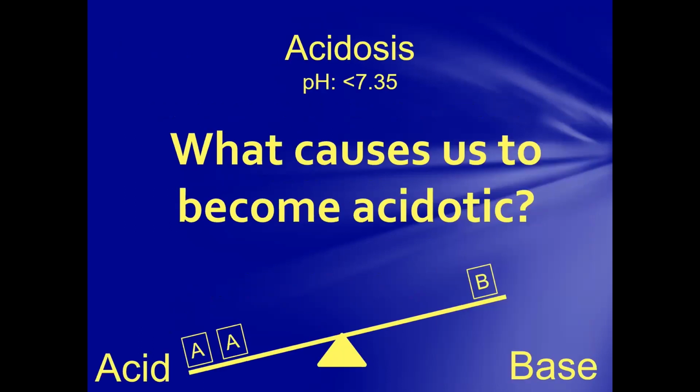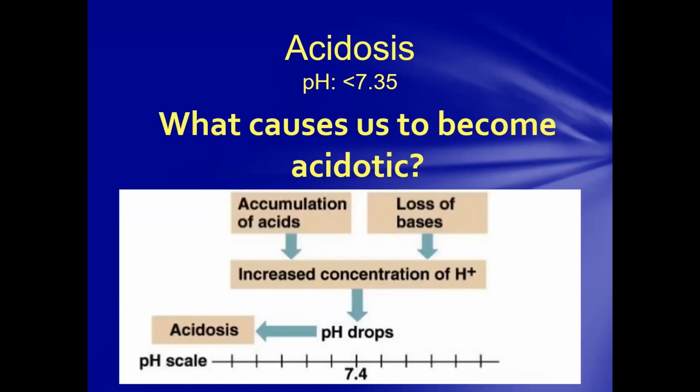So when we're talking about acidosis with a pH of less than 7.35, that means we have more acid than we do base. So what causes us to become acidotic? You can become acidotic because you have an increase of acid or because you're losing too much base. Either way, you have an increase of your hydrogen ion concentration. And as we mentioned earlier, there's an inverse relationship between your hydrogen ion concentration and your pH. So as your hydrogen ion concentration goes up, your pH goes down and you become acidotic.